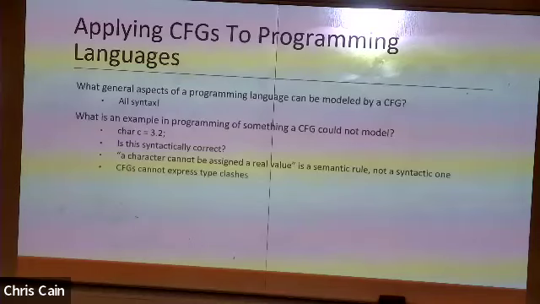And note that there's no way for a context-free grammar to express anything like this. It can only look at how well formed an expression is, or a statement is, or a program is. And this is well formed. It adheres to all of the syntactic rules of Java.